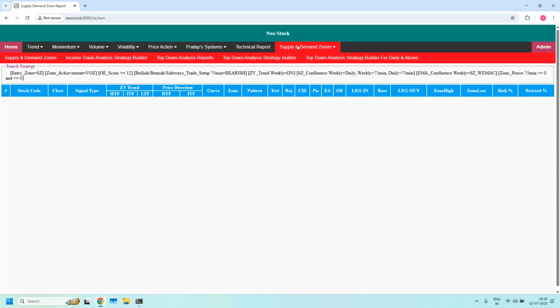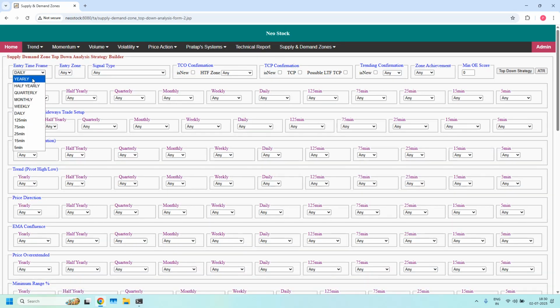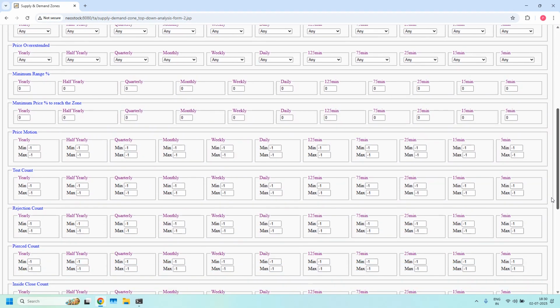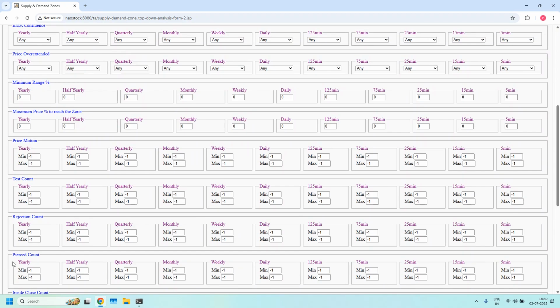Next we will generate daily income trade reports. Entry time frame should be 15 minutes. Entry zone, demand zone for sideways long trade setup. In bullish or bearish or sideways at 15 minutes, I am selecting sideways long. Zone achievement VOZ. Minimum order enhances score 11 for sideways. And also 15 minutes demand zone should not be pierced. So in the pierced count at 15 minutes time frame, minimum value 0, maximum value 0.